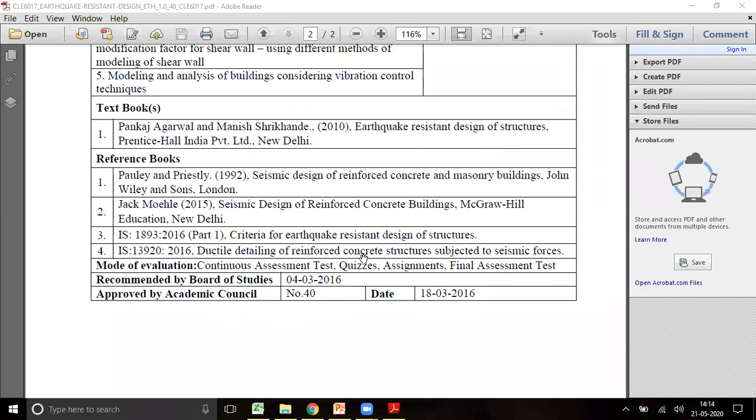Okay, but if you design based on IS 13920, because the codal provision itself is there, it is ductile detailing of reinforced concrete structure. Okay, so the ductility of the building will be ensured if you design based on this code IS 13920. So the major difference is your joints will be properly detailed. Beam column joints will be properly detailed.